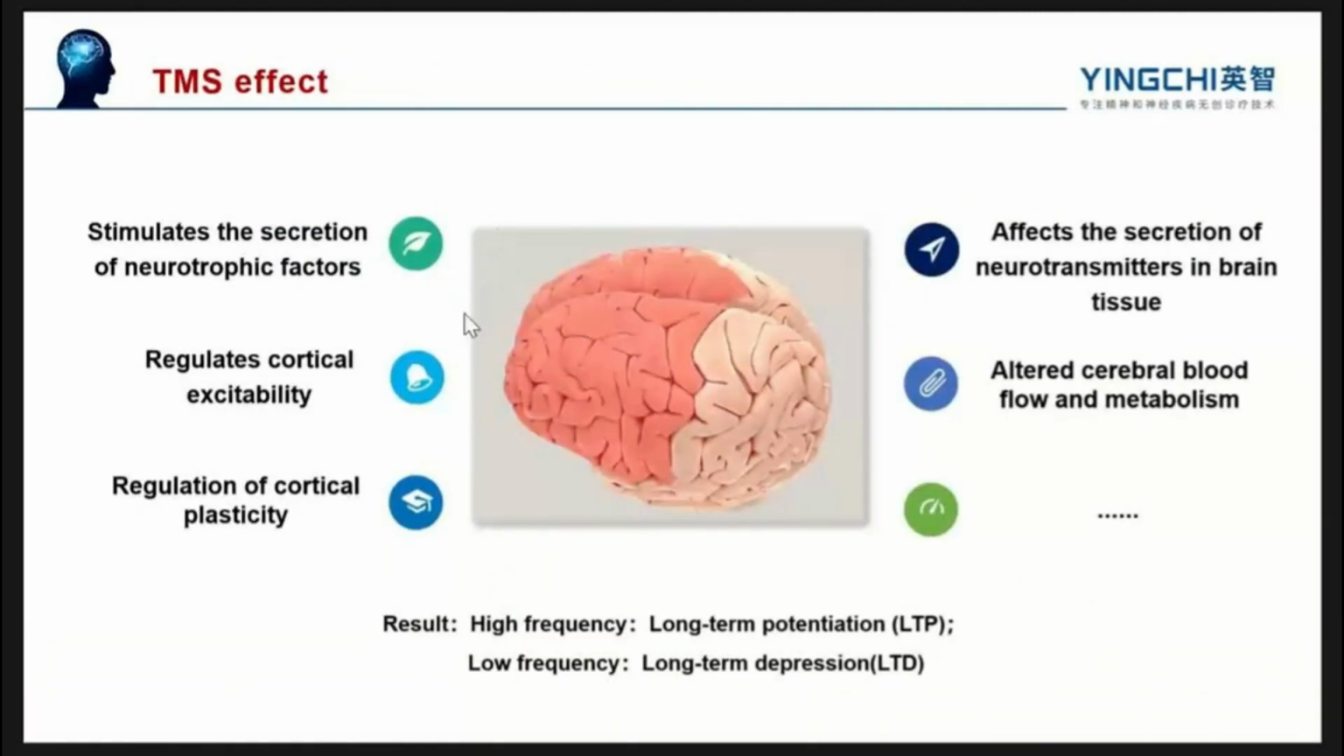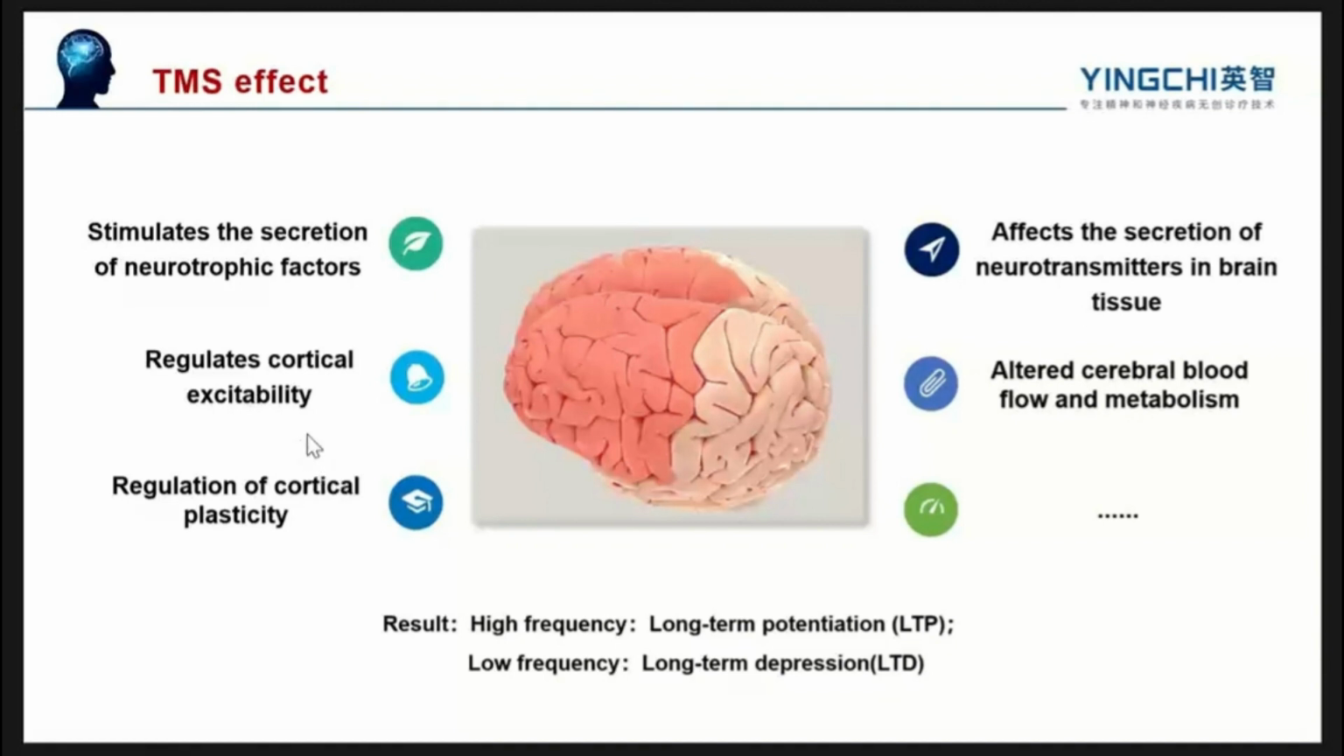How can TMS have the effect to treat disorders? It can be summarized in five aspects. First, TMS can stimulate the secretion of the neurotrophic factors. And besides, it can affect the secretion of neurotransmitters in brain tissues.